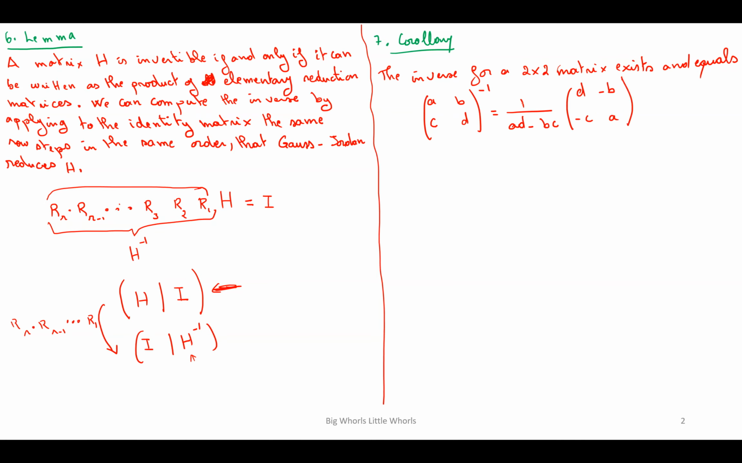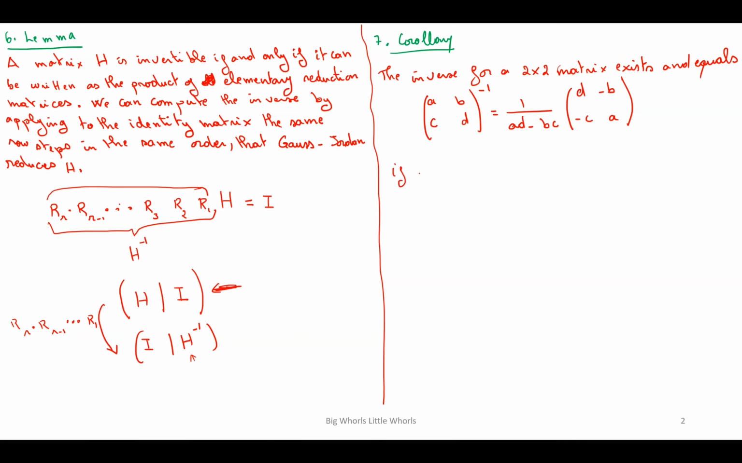So basically we have 1 over, we multiply AD, this diagonal, minus the other diagonal, if I can call it that way. And then in this matrix here, for the first diagonal from left to right, we just swap places, and for the second diagonal from the bottom left to the top right, we just change signs. Okay, so this is a good formula to remember.